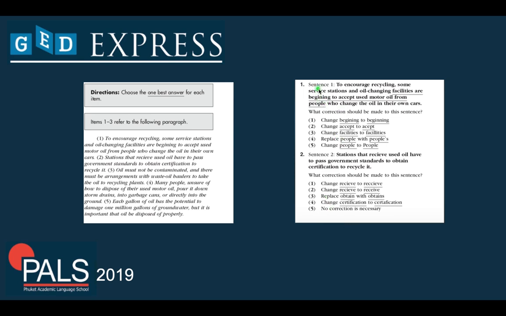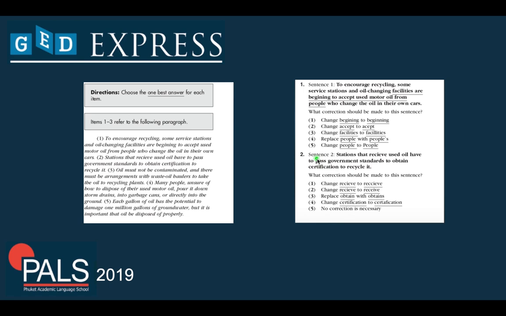All right, sentence 1 here. To encourage recycling, some service stations and oil-changing facilities are begining to accept used motor oil from people who change the oil in their own cars. Give you a second to think about that. If your answer is number 1, change begining to beginning with a double N, then you are correct.